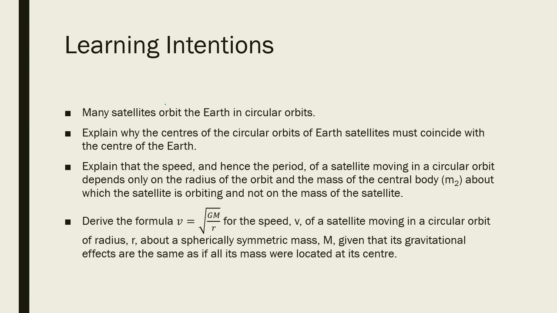So number one, many satellites orbit the Earth in circular orbits. You need to explain why the center of the circular orbits must coincide with the center of the Earth, and you need to be able to do a derivation and explain that the speed of the satellite is only dependent on the radius and the mass of the central body, not on the mass of the satellite.